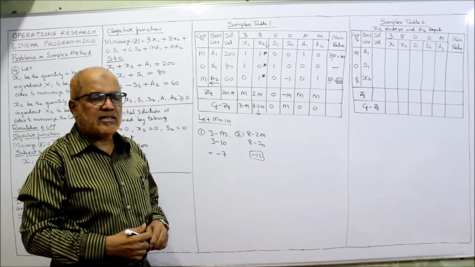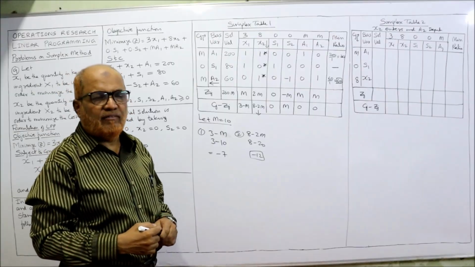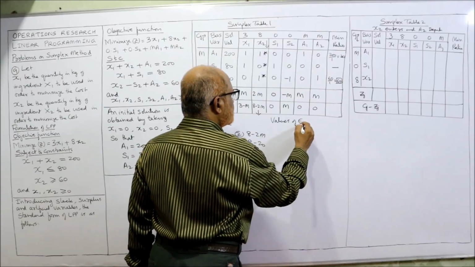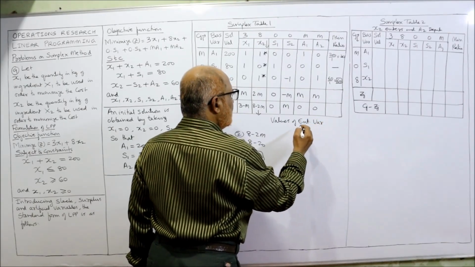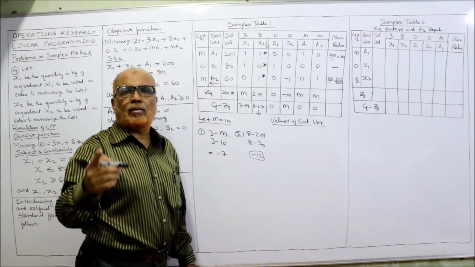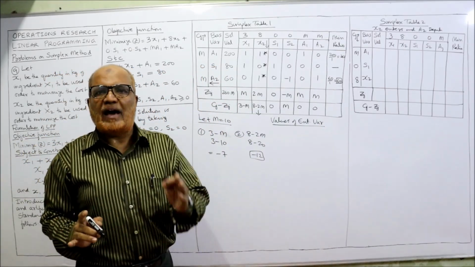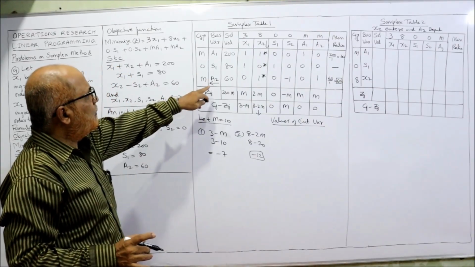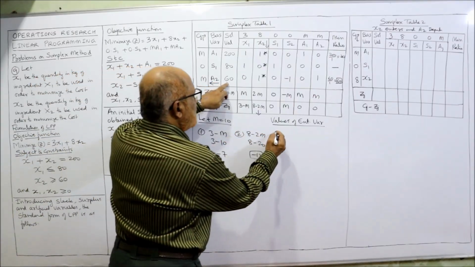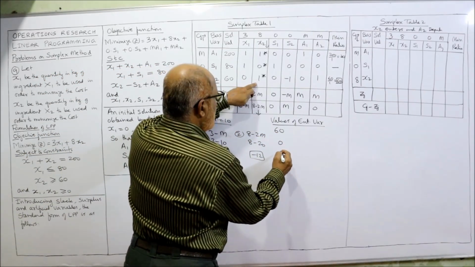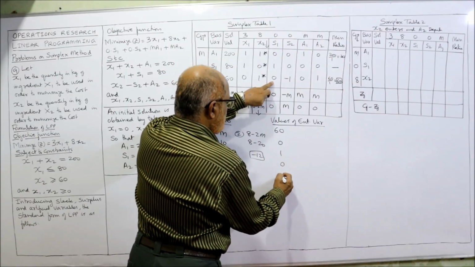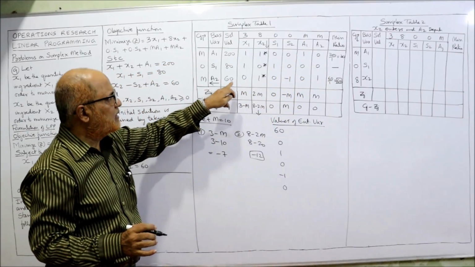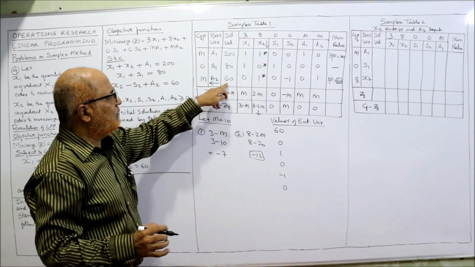Now we need to calculate the values of the entering variable. What is the formula? Already we have applied it in every problem: values of the departing variable divided by intersectional element. What are the values of the departing variable? A2 is departing: 60, 0, 1, 0, minus 1 and 0. We are not taking the value of A2 because A2 is departed.